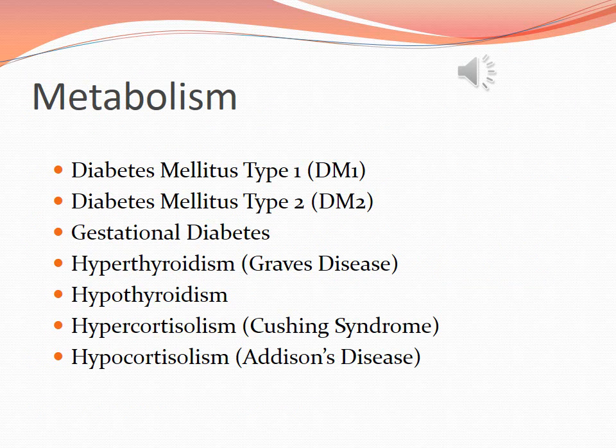The first concept of metabolism includes, within all of your reading on the reading assignment list, diabetes type 1, diabetes type 2, gestational diabetes, hyperthyroidism with a focus on Graves' disease, hypothyroidism, hypercortisolism, which is Cushing's disease, and hypocortisolism, which is Addison's disease.